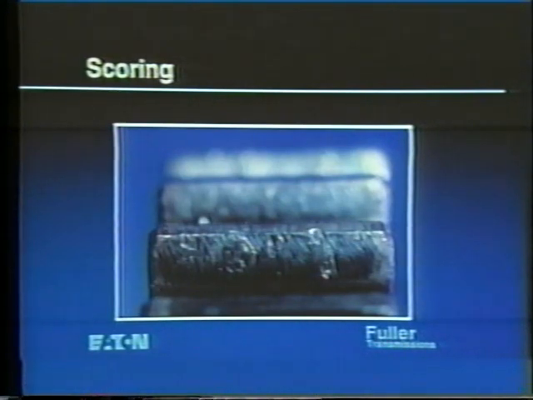Scoring and galling can be found any place where two machined surfaces are working against each other. High temperatures are produced as the surfaces slide over each other, causing the metal to soften. The softened metal is then smeared across the surface.